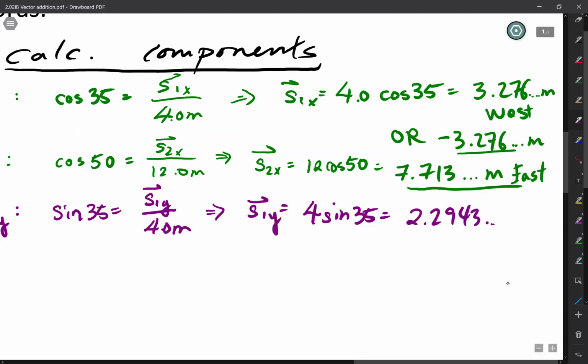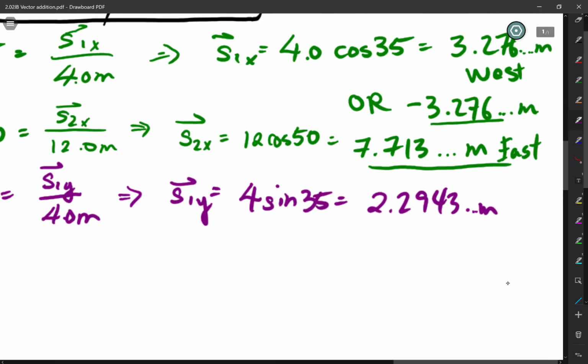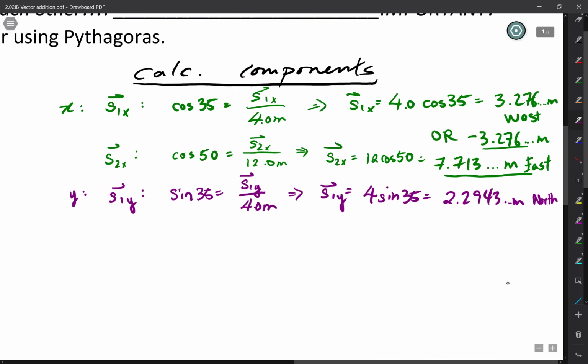2.2943. If you take a look at the map or my drawing, both of the Y components, the vertical components, are in the north direction. So I'm just going to label this with north. And that should be it. I can leave it as positive and it should be fine.